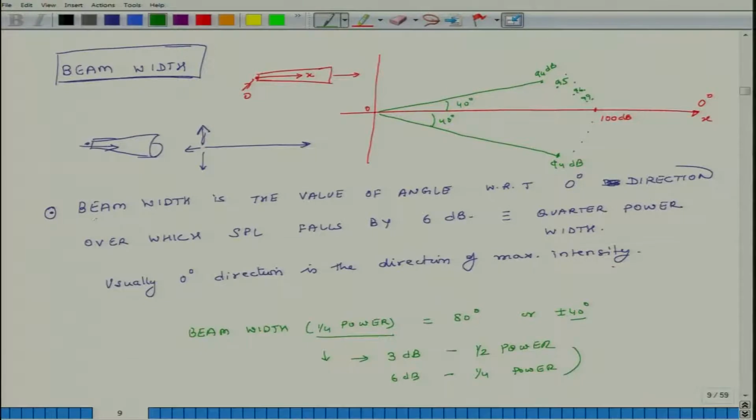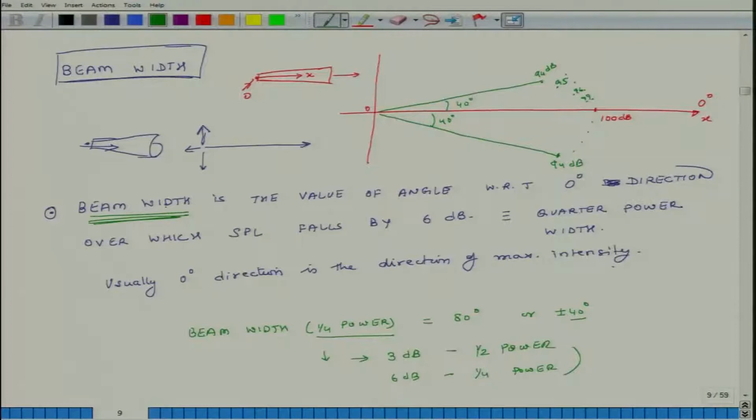So this is the first way to measure directivity of a source. A source which is extremely directional, will it have more beam width or lesser beam width? It will be lesser beam width, it will be very sharp, right. So sources which are very sharp, they have very thin beam width.